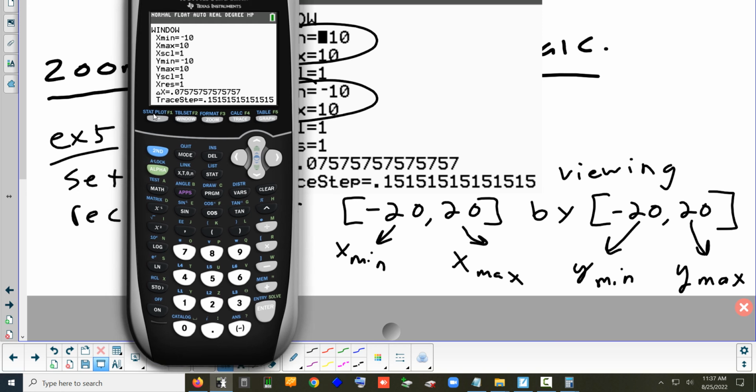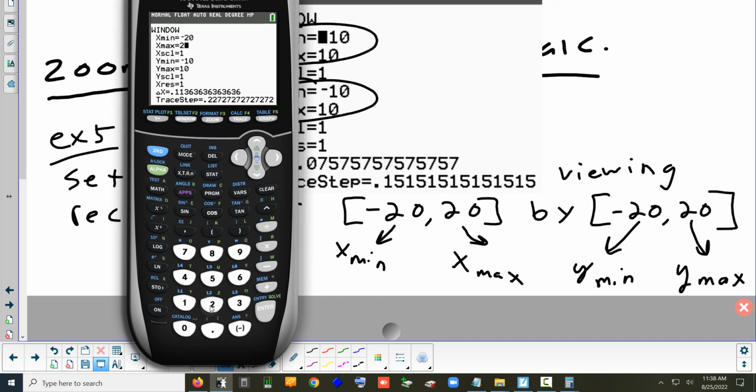So for x min, you just put in -20. It is important you use the negative symbol at the bottom. The negative symbol on the right-hand side is not a negative symbol. That's a subtraction sign. So this symbol will not work. That's subtraction. That's a negative. Big difference.